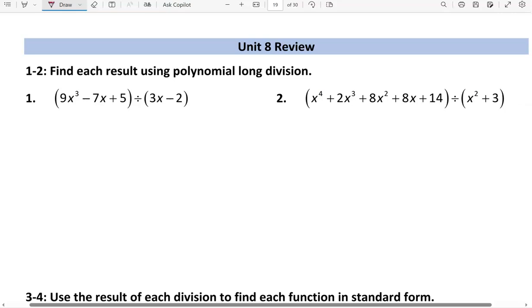This is a video walkthrough for the Unit 8 review. For number 1 and 2, we're asked to find the result using polynomial long division. Quick note, for these two exercises, the divisor is not in a form where you may use synthetic division, so synthetic division will not work for these.